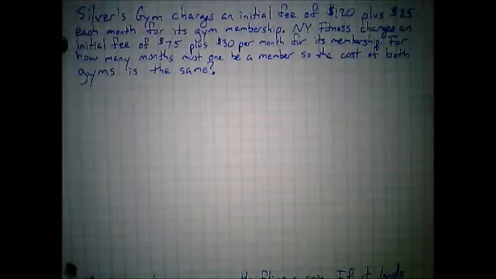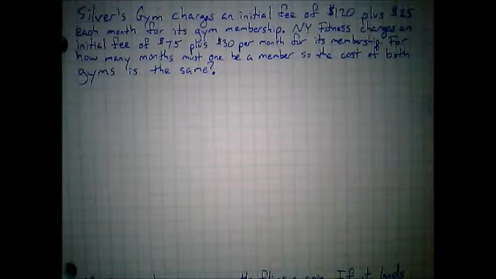So, Silver's Gym charges an initial fee of $120 plus $25 each month for its gym membership. New York Fitness charges an initial fee of $75 plus $30 per month for its membership. For how many months must one be a member so the cost of both gyms is the same? So again, press pause, finish writing it down so we could get started right away.